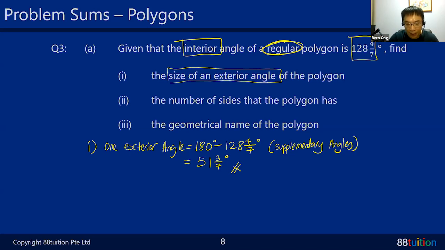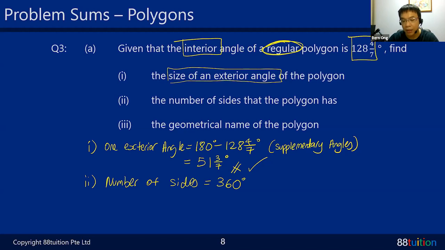So what's next? Part 2. The number of sides. How to find the number of sides? If one exterior angle is 51 and 3/7, remember my BFF? My BFF says that all the exterior angles add up to 360. All the exterior angles is 360.